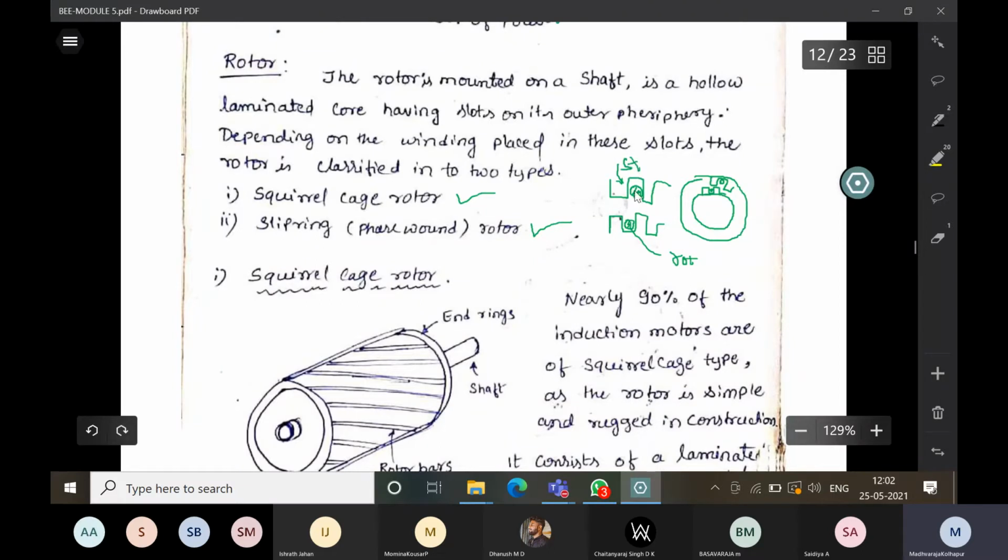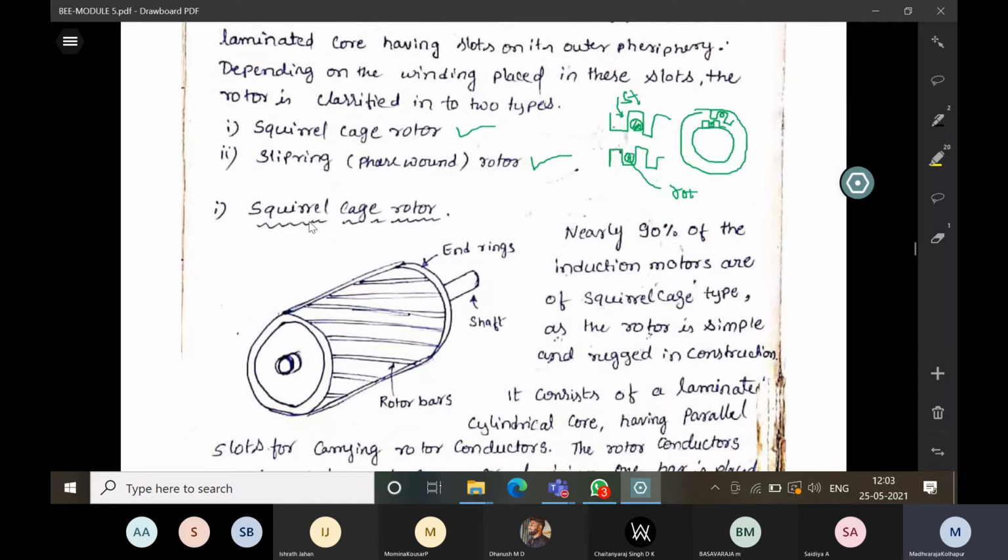Okay, so both are opposite in nature. Here this is the inner periphery and this is the outer periphery. Now it is clear. There are two types of rotor, squirrel cage and slip ring. 90% of induction motors have a squirrel cage rotor, because of its easy and rugged construction.